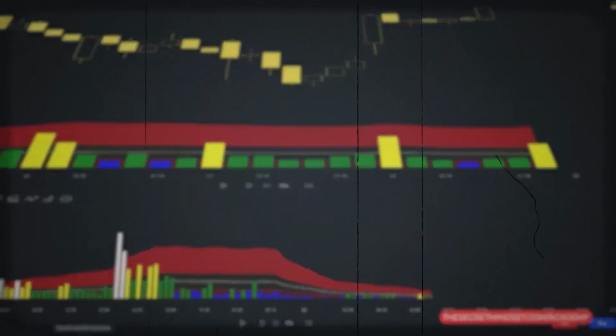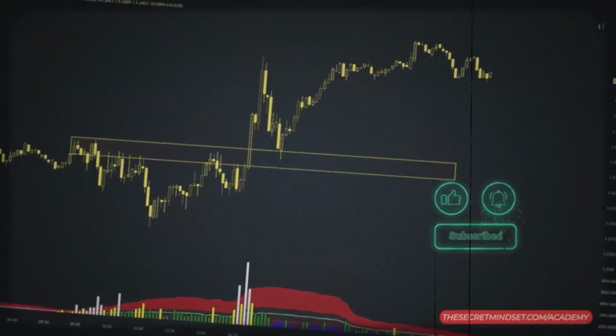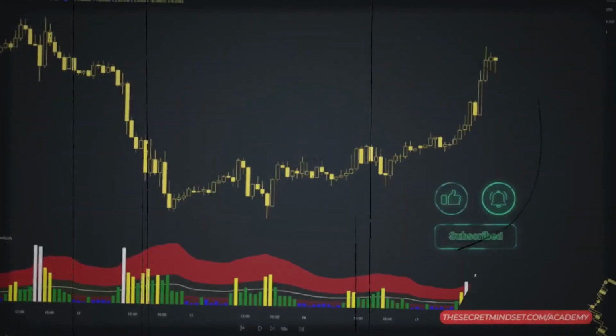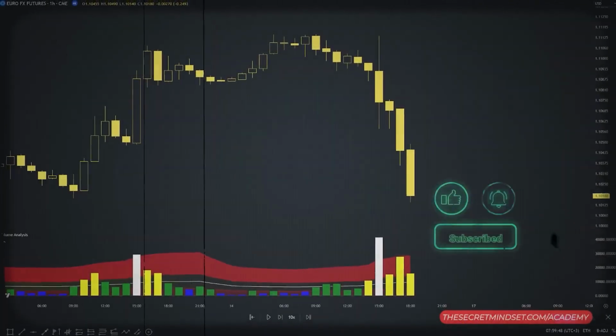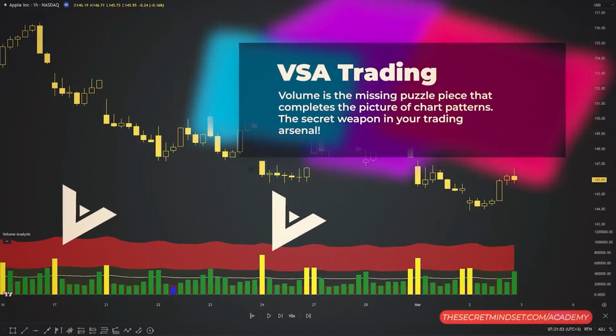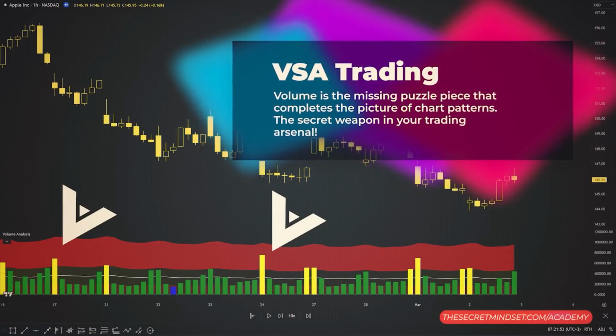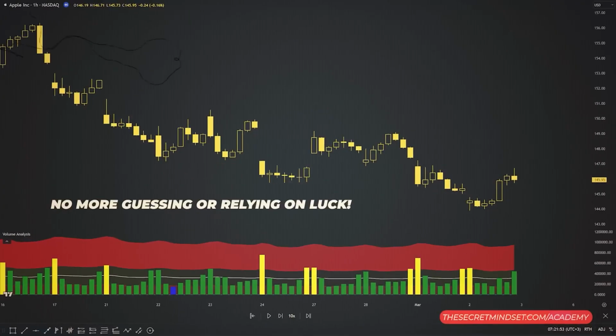While everyone else is stuck on the same old methods, I'm bringing you something different and unique. The untold story of volume secrets within chart patterns. Make no mistake, volume is the missing puzzle piece that completes the picture of chart patterns, the secret weapon in your trading arsenal. So starting today, no more guessing or relying on luck.